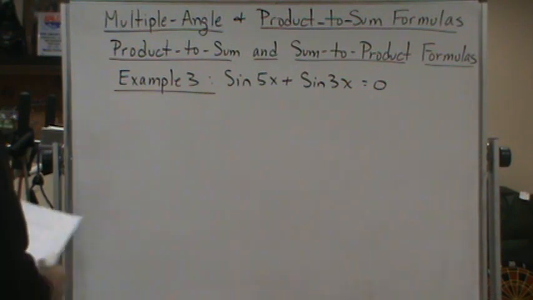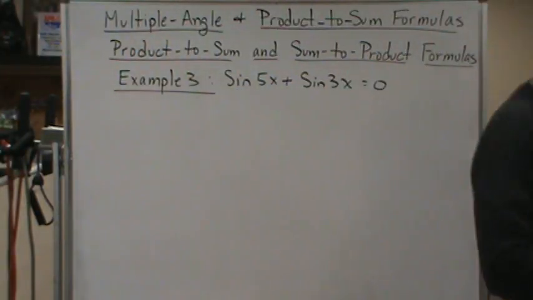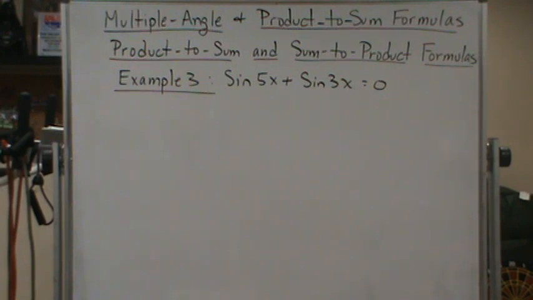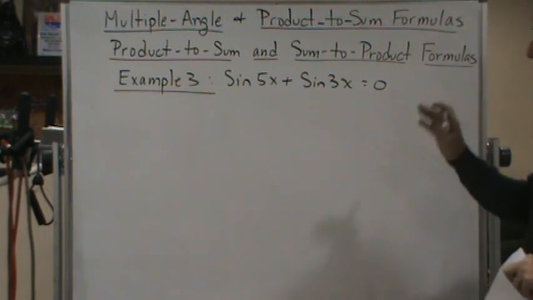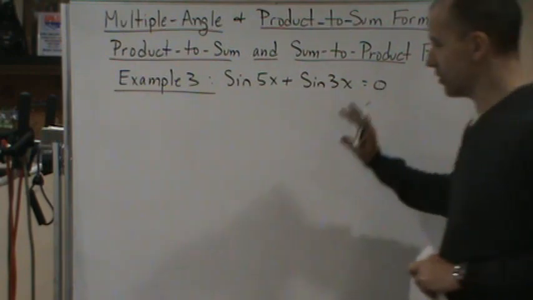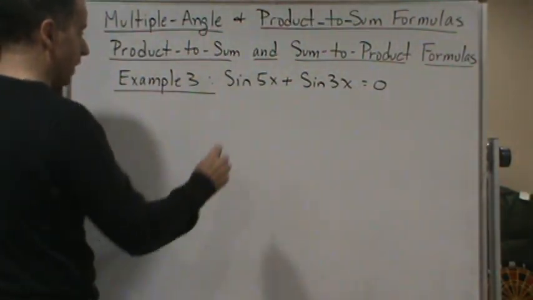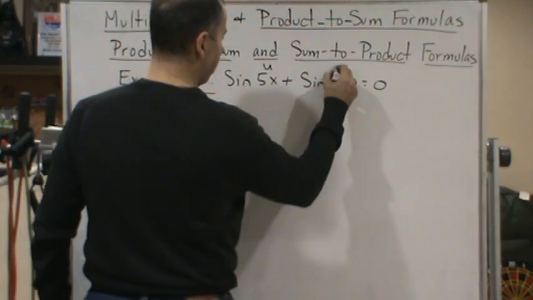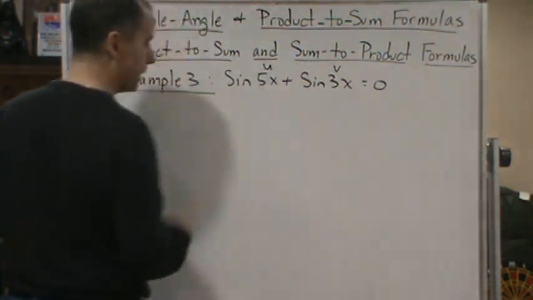All right, so let's do this one where we're going to solve a trigonometric equation now. So we've got this equation, and what we're going to do is use the sum to product formula to solve this equation. So just like before, this is going to be u, this is going to be v. We've got sine plus sine.